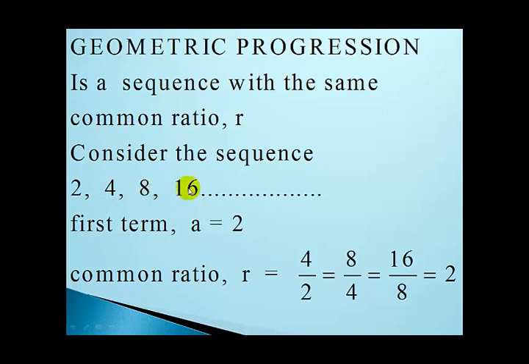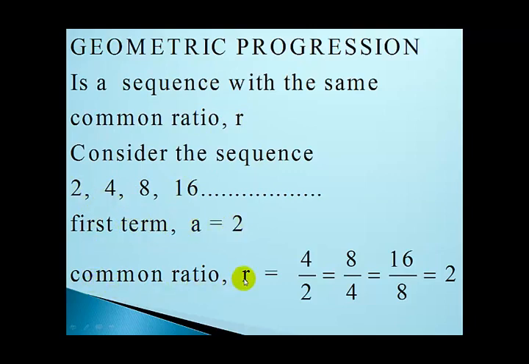So we can see that the difference is not the same, and therefore it is not a linear sequence or an arithmetic progression, but rather a geometric progression. So a geometric progression has the same common ratio. Now, considering the sequence 2, 4, 8, 16, the first term a equals 2. How do we find the common ratio?